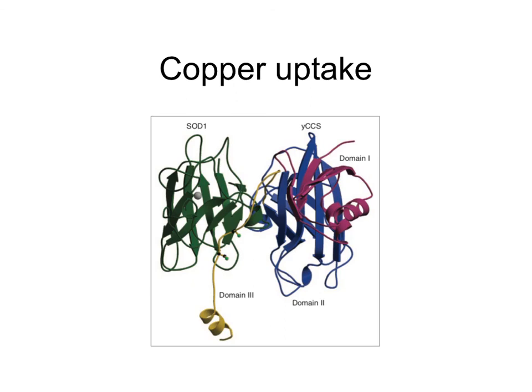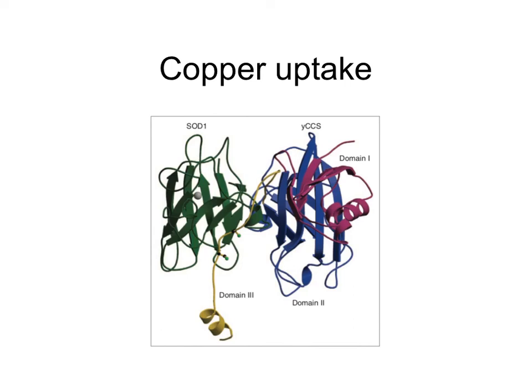I'll talk a bit less about copper uptake. It is not as well understood, although this example of the CCS protein, which is the copper chaperone protein, and this protein delivers a copper to copper zinc SOD, which is a superoxide dismutase protein. It's a protein that takes superoxide, O2 minus, and disproportionates it into hydrogen peroxide and dioxygen.